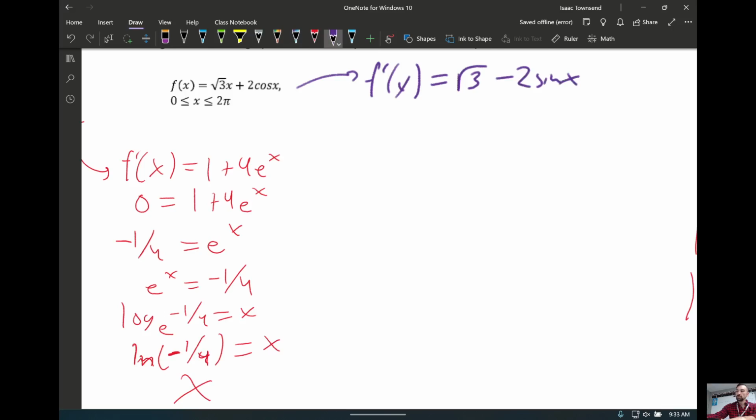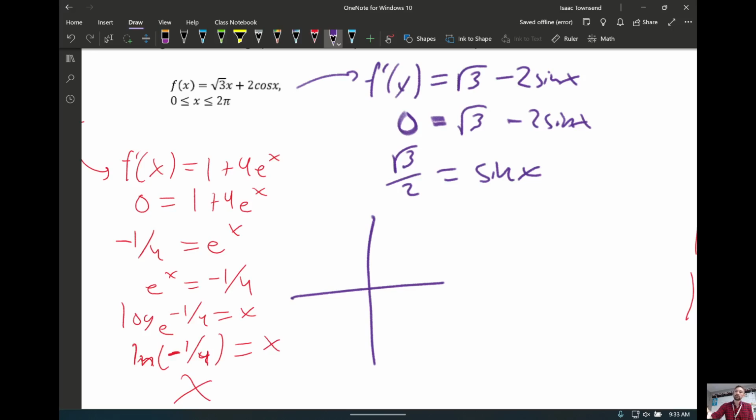Throughout the book assignment, you will practice taking derivatives so that you can do it quicker like I did. And then to solve this, again, the solving is going to vary. Sometimes it's super easy, sometimes it's a real pain. This question we could subtract the square root of 3 over, divide both sides by -2, and then you are left with something on the unit circle. Sine is square root of 3 over 2 when x is pi over 3 and 2 pi over 3.